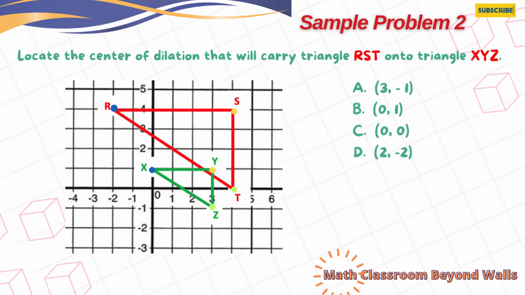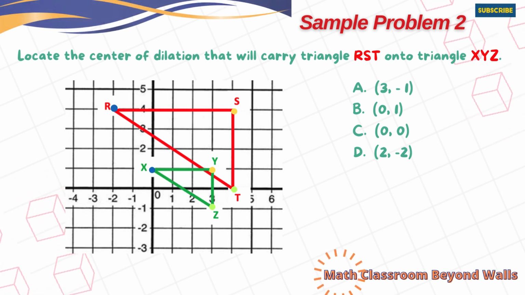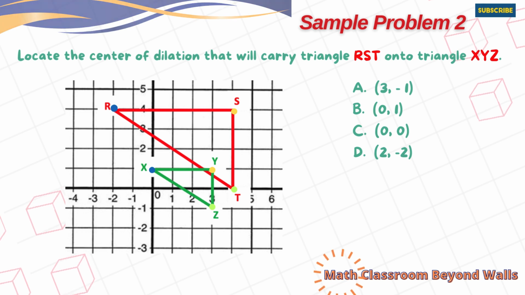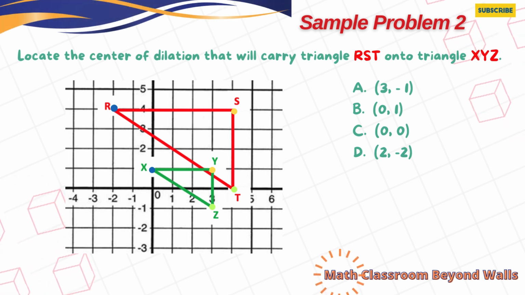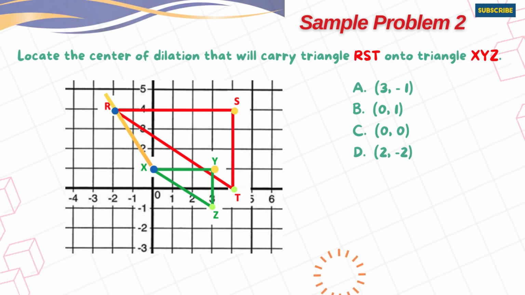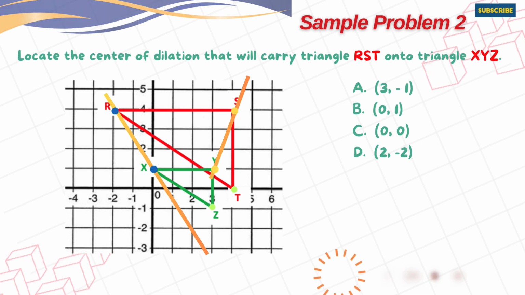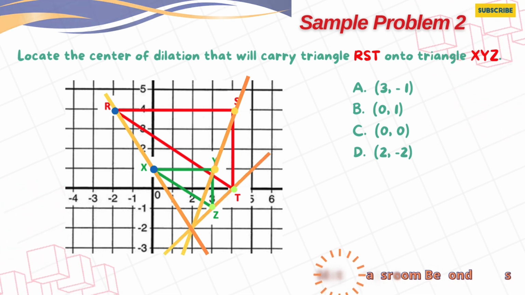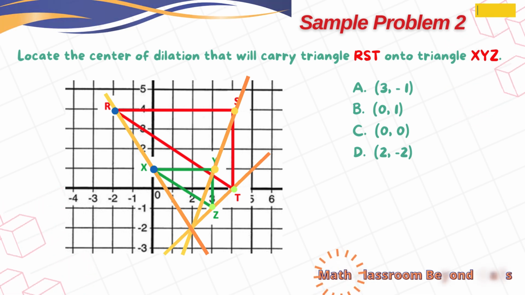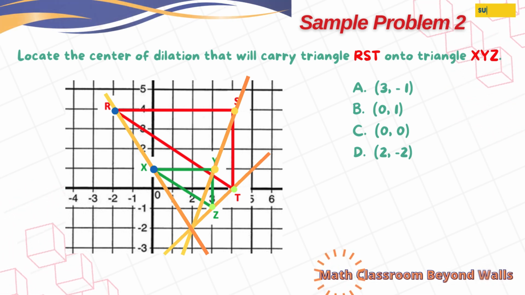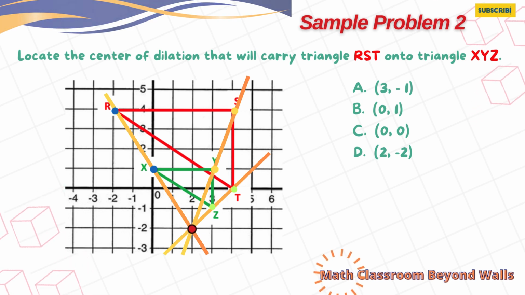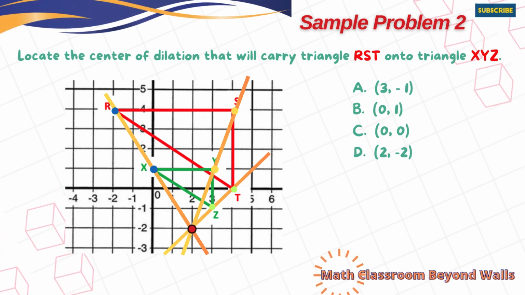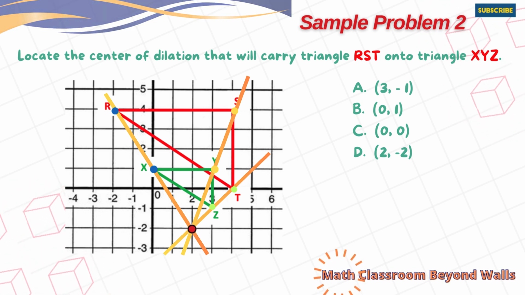Take note that we are looking for the center of dilation. We have no idea where on the coordinate plane this is. So make the lines long so we will be able to locate it. Let's go. Look at the lines that we have drawn. Where do they meet? Where they meet is the center of dilation. We got it. So what is our answer?